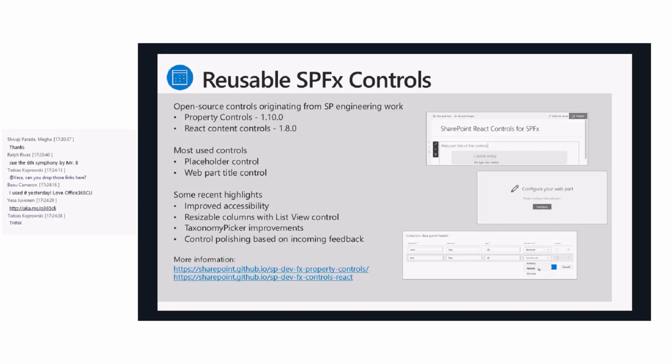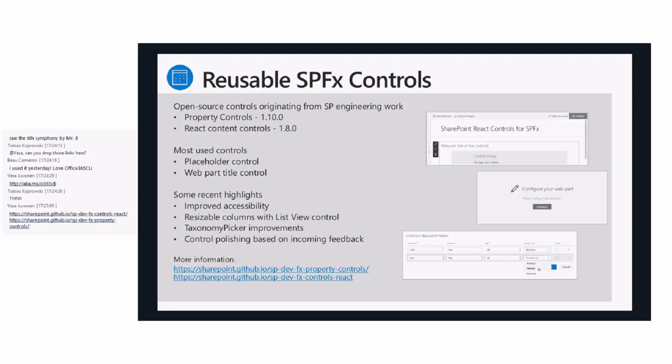And then as well, we have content controls, which are more for use in the body of the web part. And there's a whole set of those. The biggest ones are the placeholder control and the web part title control. There's a whole bunch of different pickers, like a taxonomy picker, a people picker. I think there's a color picker, a whole bunch of great editor controls. Definitely check those out. Save you a lot of time.